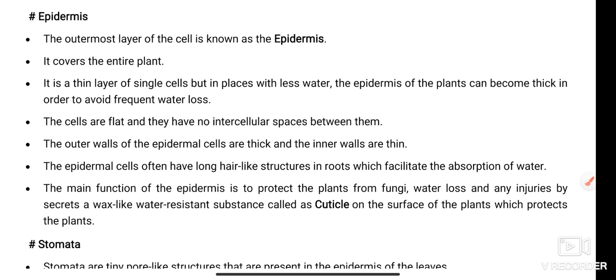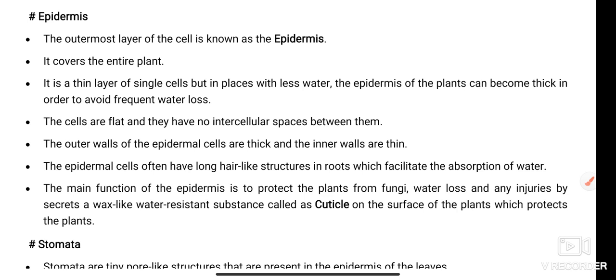The outermost layer of the cell is known as epidermis. It covers the entire plant. It is a thin layer of single cells, but it is placed where there is less water. The epidermis of the plant can become thick in order to avoid frequent loss of water.